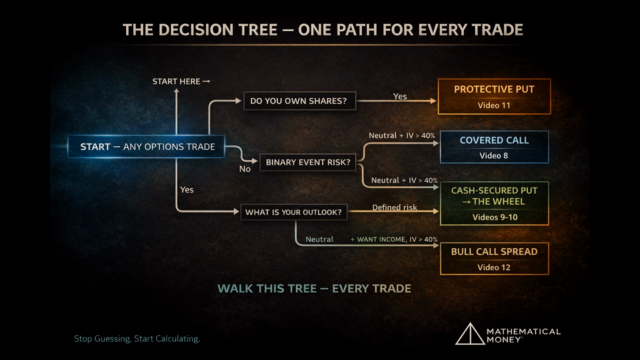Here is the full decision tree, one path for any market condition. Start at the top. Question 1. Do you own shares? If yes, is there a binary risk event approaching? Yes. Deploy the protective put. No. With neutral to slightly bullish outlook and IV rank above 40%, deploy the covered call.